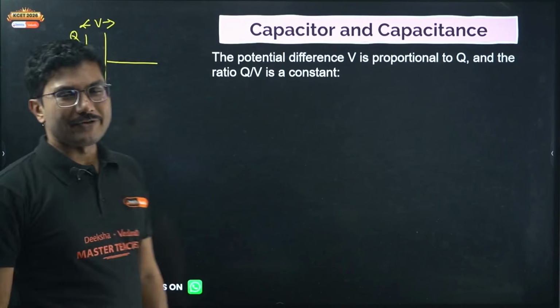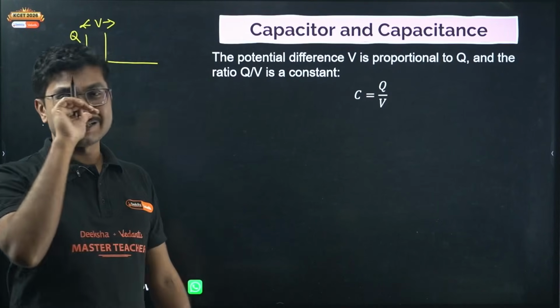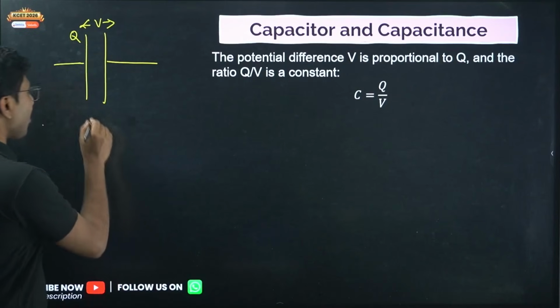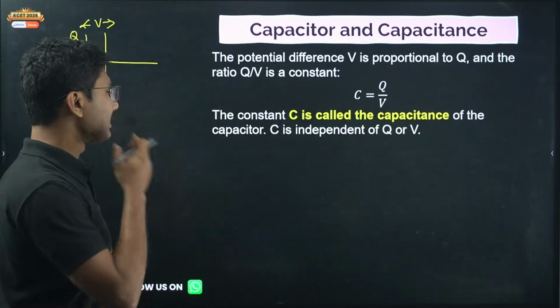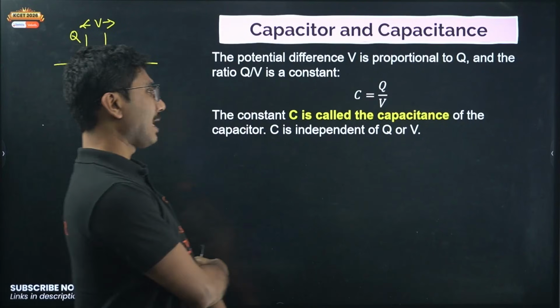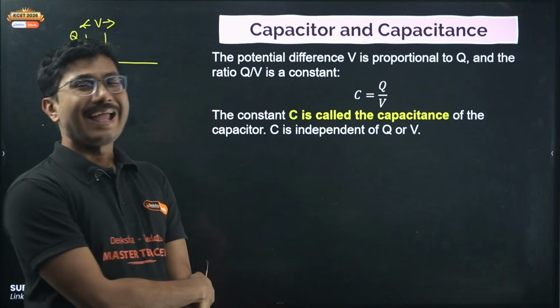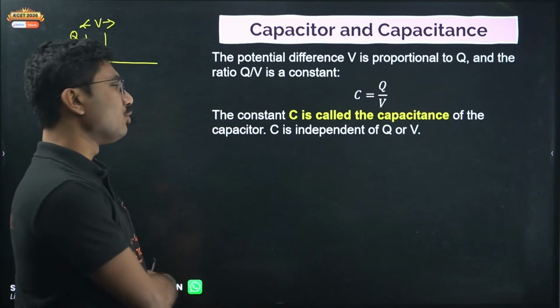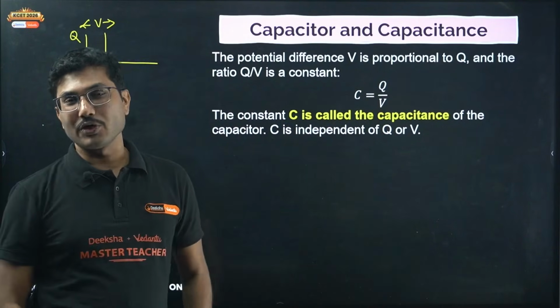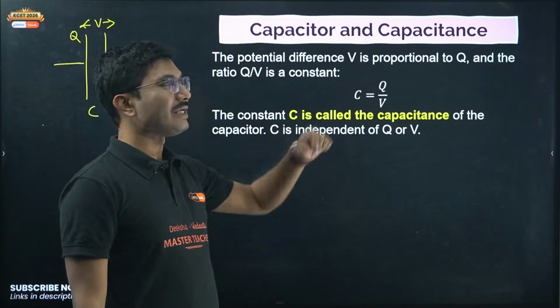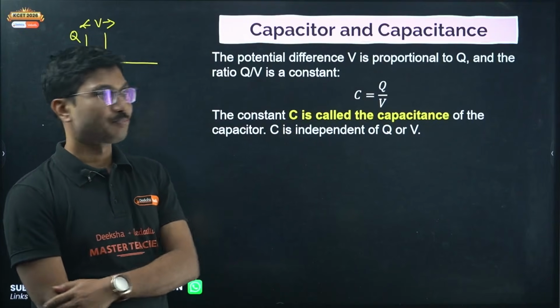So Q by V is a constant, and that constant is called the capacitance of the capacitor. The constant C is called the capacitance of the capacitor. C is independent of Q or V. So you might feel that C is equal to Q by V. How can you say C is independent of Q and V?